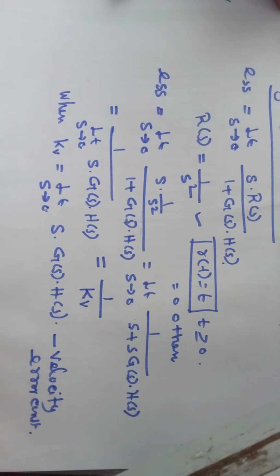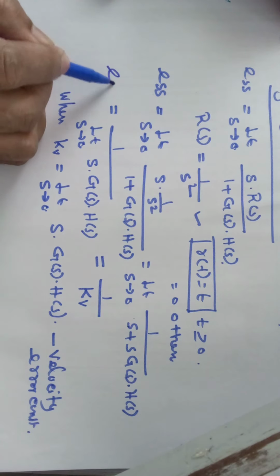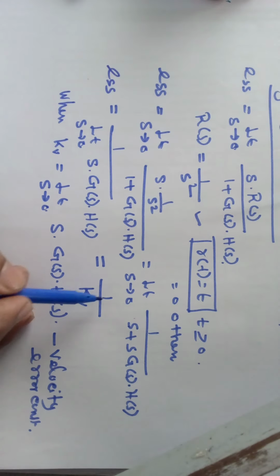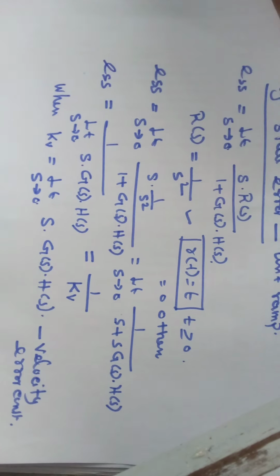So let's continue. So here you have the velocity error constant as limit s tends to 0 of s into G(s) into H(s), and your steady state error for a unit ramp signal is 1 by Kv. Now let us see how much is the steady state error for a type 0 system.